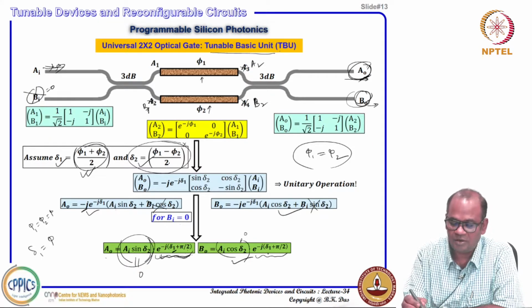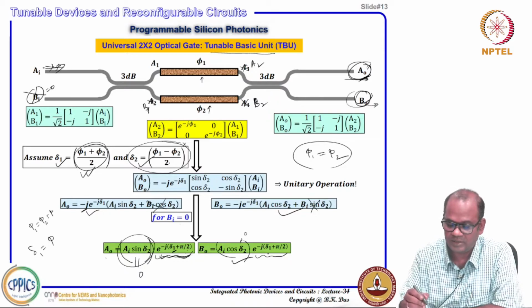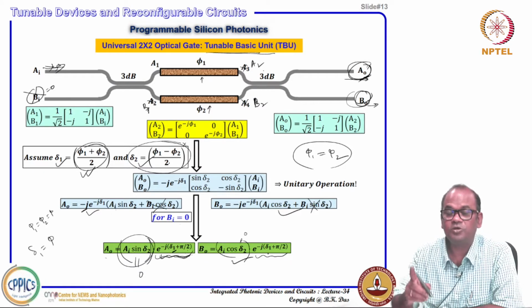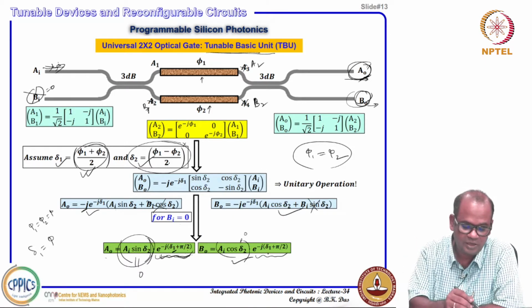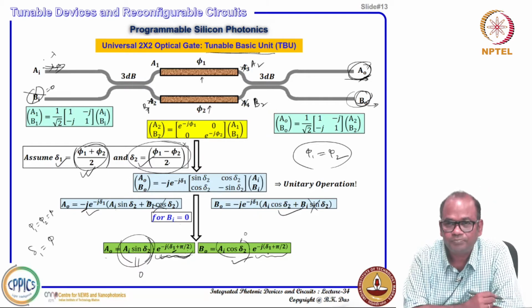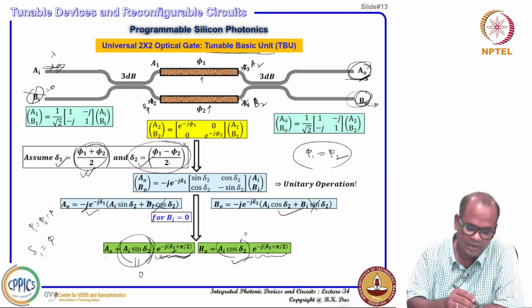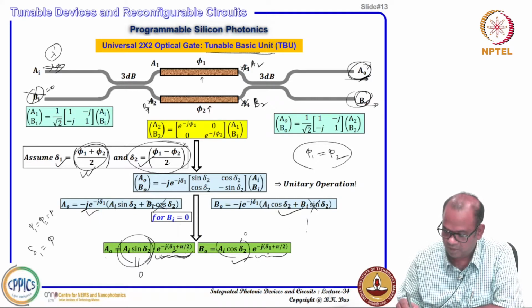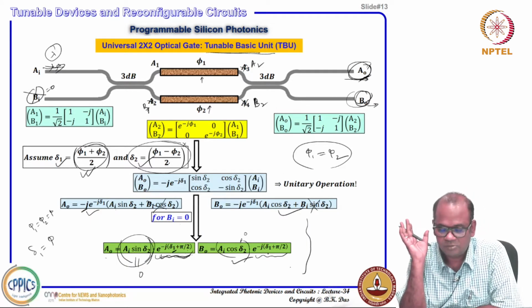How that can be used as a basic building block for large scale integrated circuits, we will be discussing in later slides. But here you just consider why it is called tunable: because both amplitude and phase can be tuned, nothing to do with the wavelength. We are considering same lambda operation. So, any lambda you operate here, all these derivations will stand.